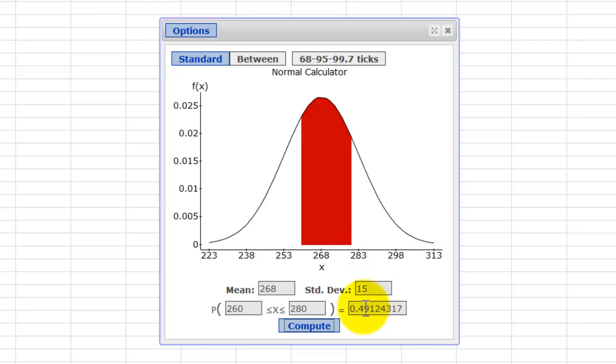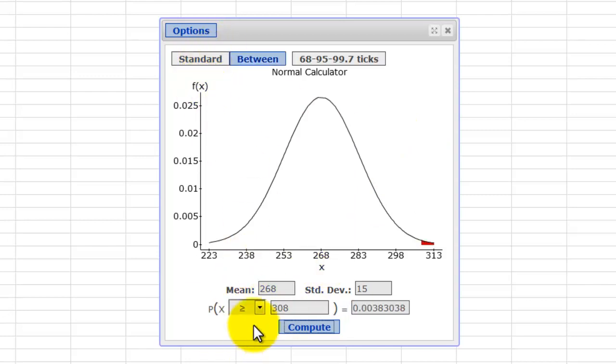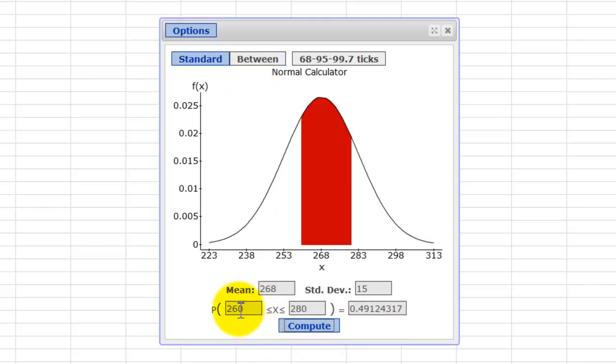So it gives us that about half the pregnancies, 0.4912, should last somewhere between 260 and 280 days. So it has the ability, when you have it in standard mode, to do less than probabilities, greater than probabilities, and then in between, as long as you give it a left and a right value for x, it'll do those as well. So experiment with this, have some fun. You can use these on tests and homeworks. StatCrunch is very acceptable to use in those assessments.